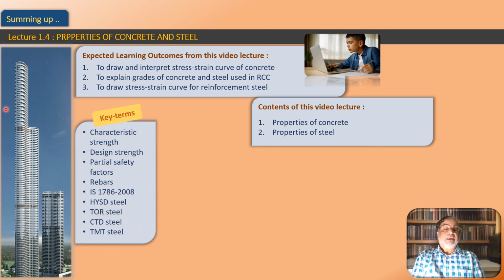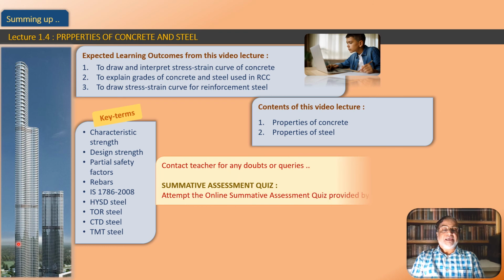We also used some key terms: characteristic strength, design strength, partial safety factors, rebars, IS 1786-2008, HYSD, that is high yield strength deformed steel, TOR steel, CTD steel, cold twisted deformed steel, TMT thermomechanically treated steel. So these were the key terms we used. If you recollect and ponder over these terms in your mind, it will be easy to recollect the content of the lecture. You have to contact your teacher for any doubts or queries you have.